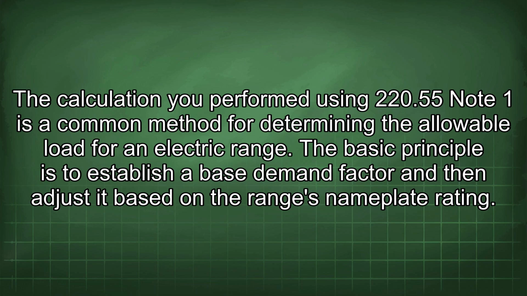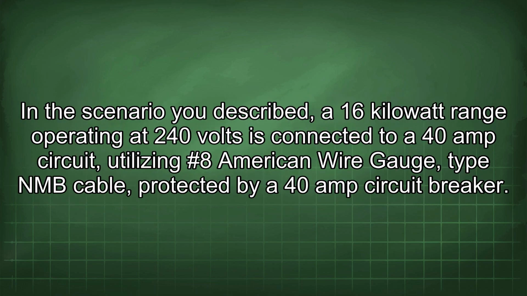for an electric range. The basic principle is to establish a base demand factor and then adjust it based on the range's nameplate rating. In the scenario you described, a 16 kilowatt range operating at 240 volts is connected to a 40 amp circuit, utilizing #8 American wire gauge type NMB cable protected by a 40 amp circuit breaker.